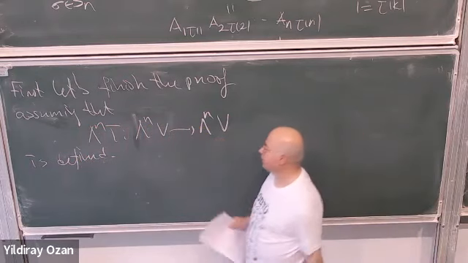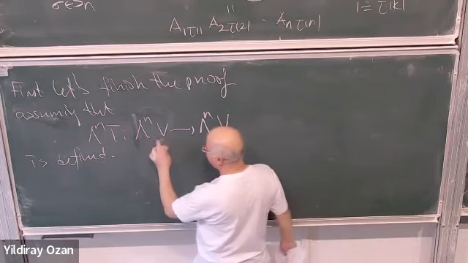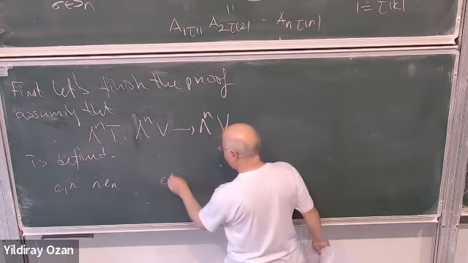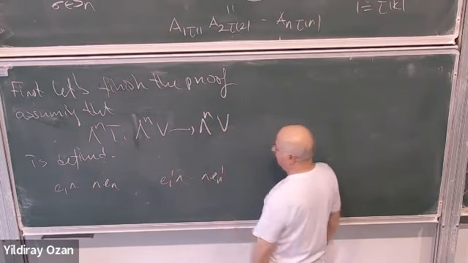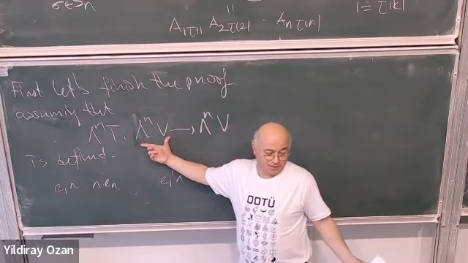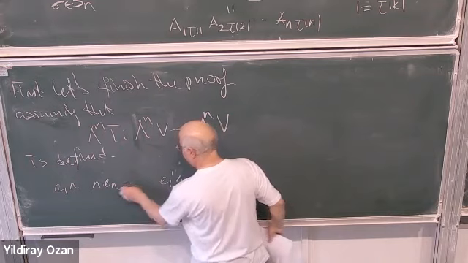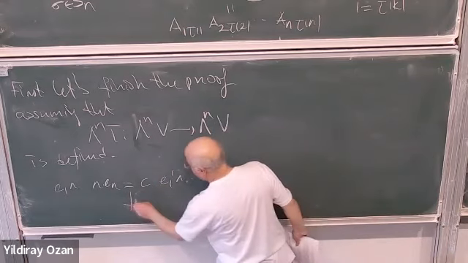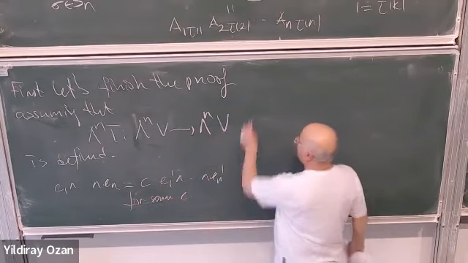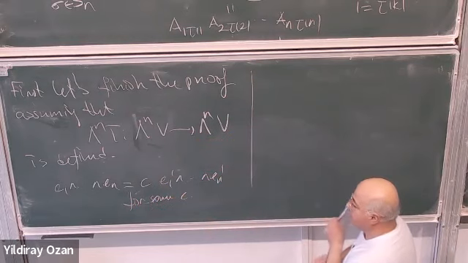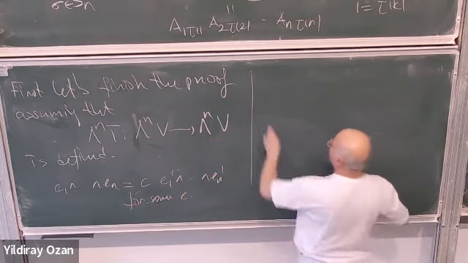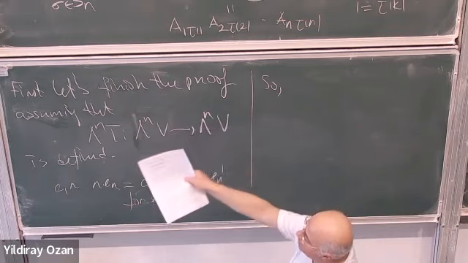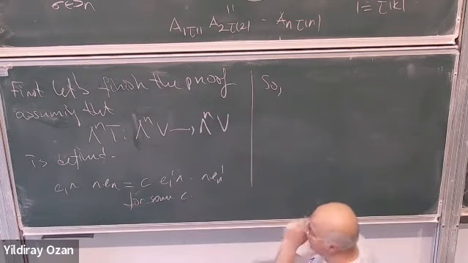How can I do it? Well, I have two elements here, E1 wedge En, and I have E1 prime wedge En prime. But this is a one-dimensional vector space. Therefore, this element and this element are just a multiple of each other, for some C. For some C. Well, then, what did I want to show? T of E1 to En should be the same.